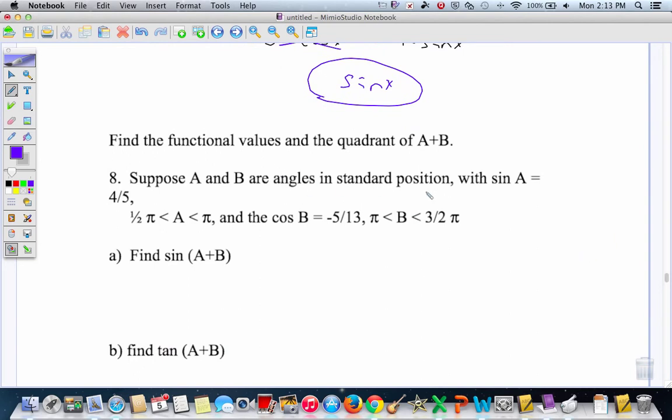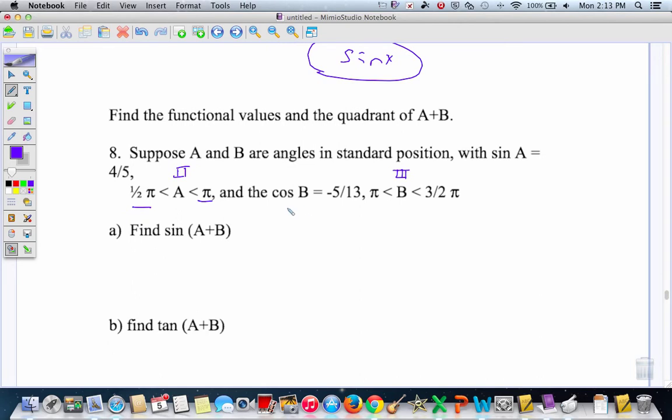We have: find the functional values and the quadrant of a plus b. A and b are angles in standard position. Sine of a is 4/5. A falls between pi over 2 and pi, which I hope we would all agree puts us in the second quadrant. Cosine of b is negative 5/13. It falls between pi and 3 pi over 2, so that puts us in quadrant number 3.